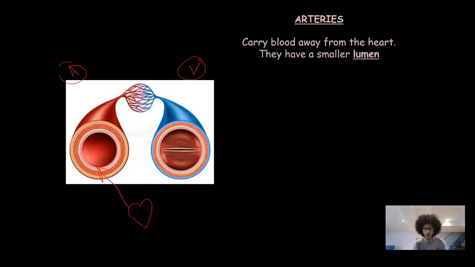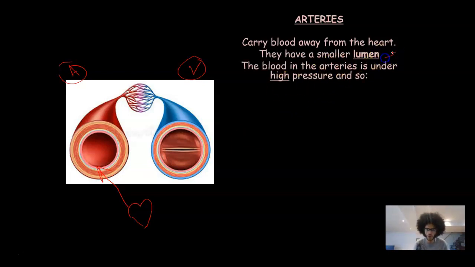Now, they have a smaller lumen. A lumen is just a posh word for the hole, okay? You can see the hole has a smaller radius than the one of the vein. The reason it's got a smaller lumen is because it's got thicker muscle. You can see the muscle's a lot thicker from the edge down to the edge of the lumen. And the reason it's thicker is because it's holding blood at a higher pressure from the heart.